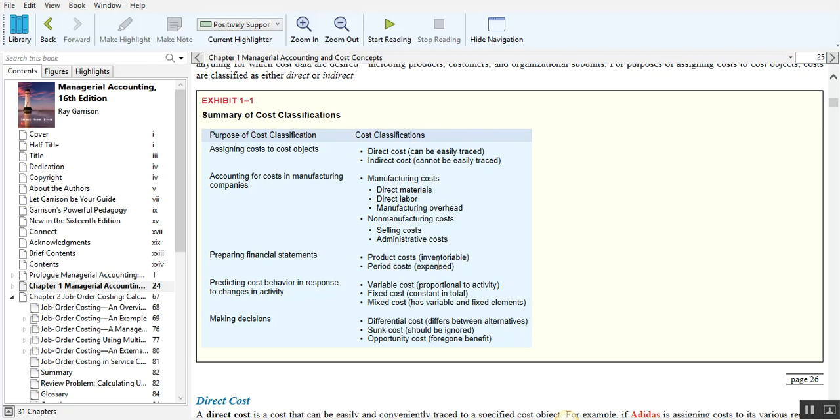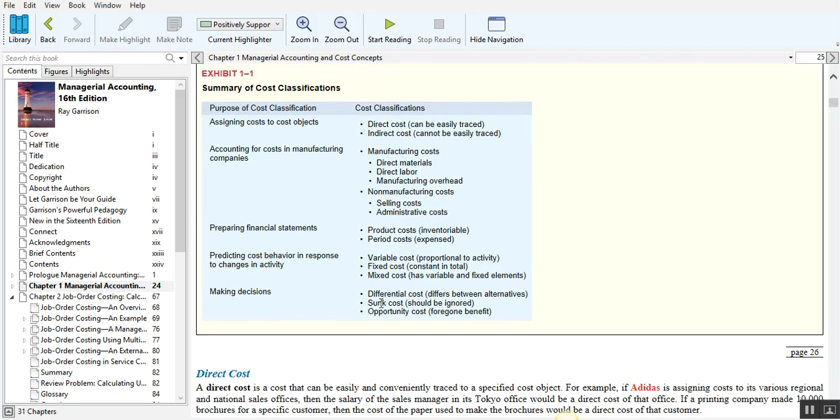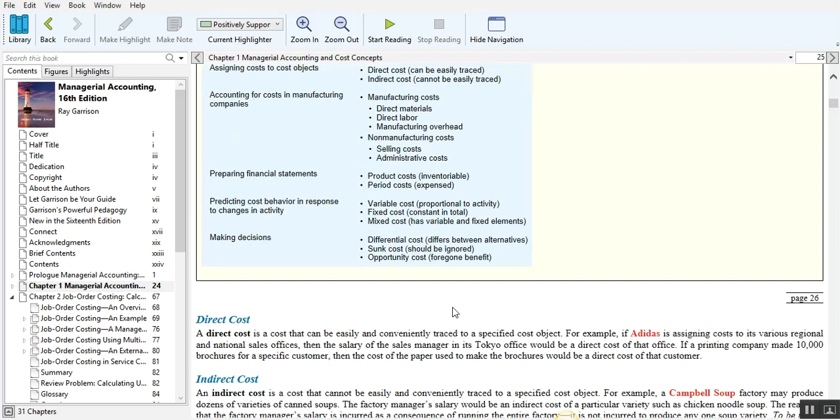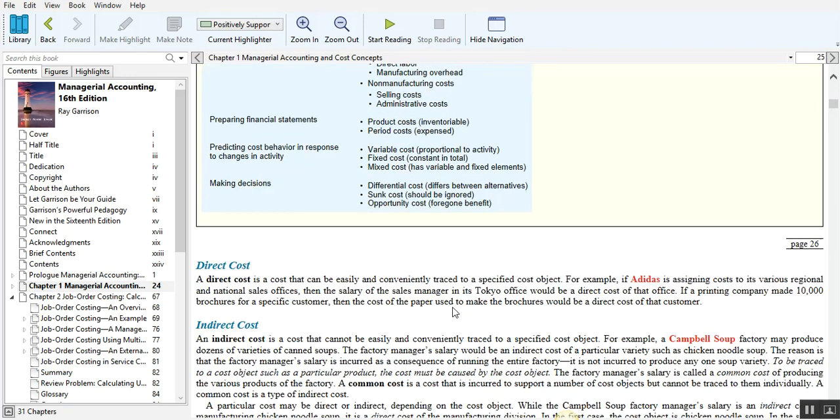Financial statements, I mentioned this in the learning objective. We're going to look at product and period cost. And then when we look at cost behavior and analyze it, costs are going to be in one of these three categories. They're either going to be variable or fixed, and then sometimes they're going to be mixed. Then for our decision making, we'll look at differential cost between alternatives, a sunk cost that we should ignore. An opportunity cost is something that we give up, a benefit we give up or surrender to pursue a project.